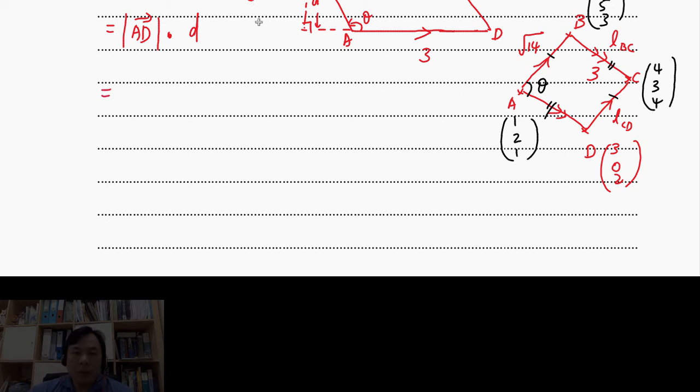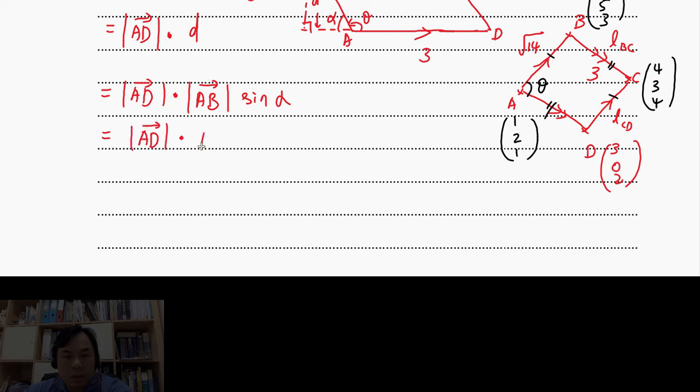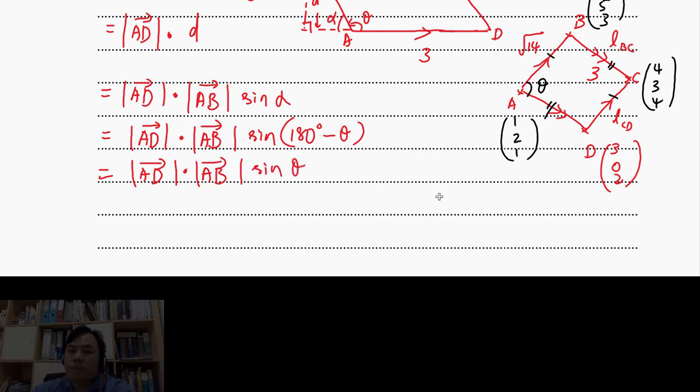Now, perpendicular distance D can be calculated using this. D is basically AB cosine alpha, oh sorry, AB sine alpha. Yes, AB sine alpha. But we don't have alpha. We do know that sine alpha is the same as sine of 180 degrees minus theta. And then through identity, we know that this is exactly the same as sine theta. I hope that's clear.